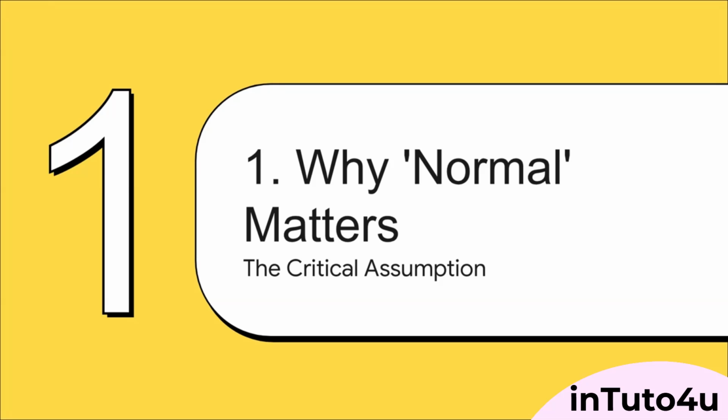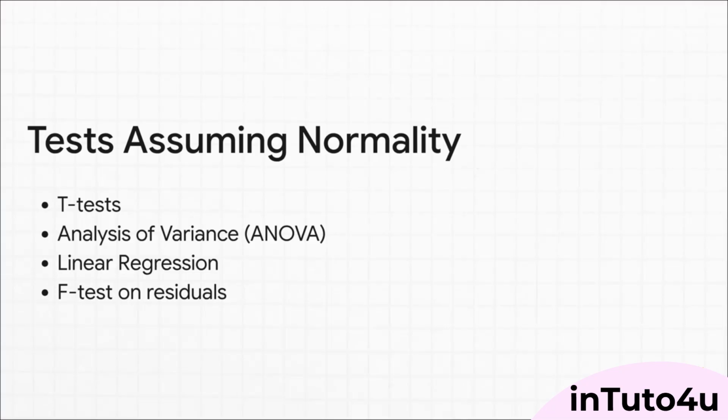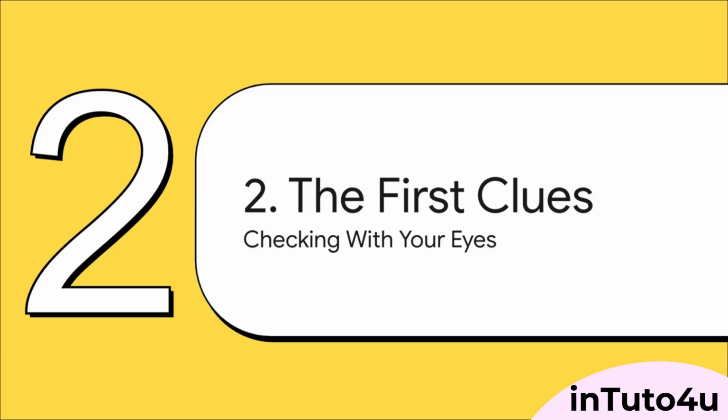Well, it's because a ton of the statistical tools we rely on, let's call them our key witnesses in this investigation, they absolutely depend on it. I'm talking about the big ones, the tests you've probably even used yourself. T-tests, ANOVA, linear regression, they all need that normal distribution. If you use them on data that isn't normal, it's kind of like building a skyscraper on quicksand. The whole thing could just collapse. Your results, totally unreliable.